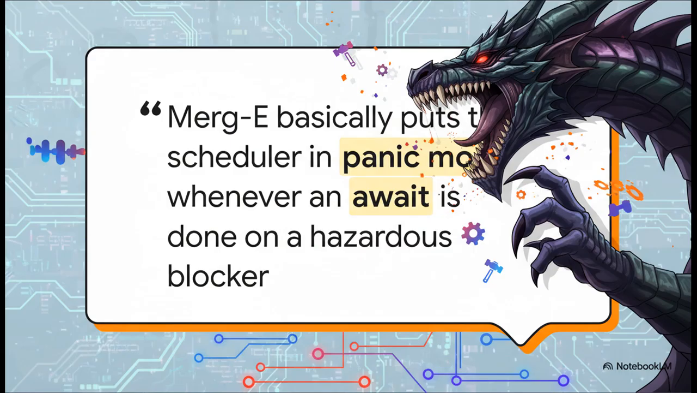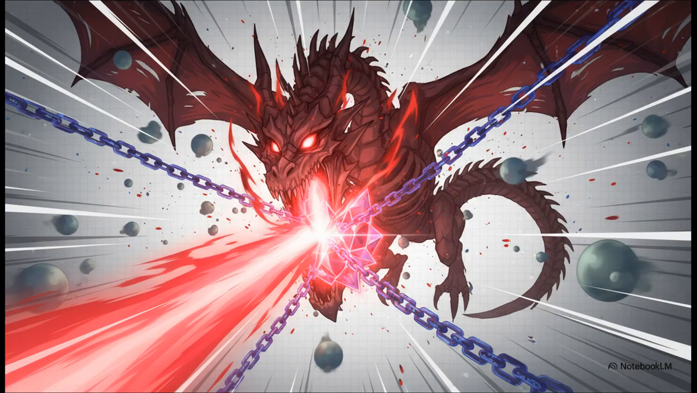The second it sees an await on a hazardous blocker, it flips a switch. The scheduler goes into panic mode. So what is panic mode? It means Níðhöggr throws its usual rules about fairness right out the window. Its only goal, its entire reason for being at that moment, is to resolve that hazardous blocker and get that lock released. It will aggressively prioritize anything and everything related to that blocker, even if it means other less critical tasks get completely ignored. It will cut corners, it'll do whatever it takes. It's powerful for sure, but you can see why they call it hazardous.